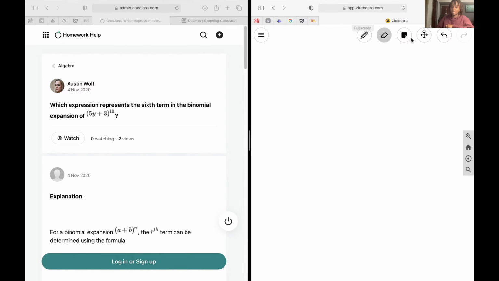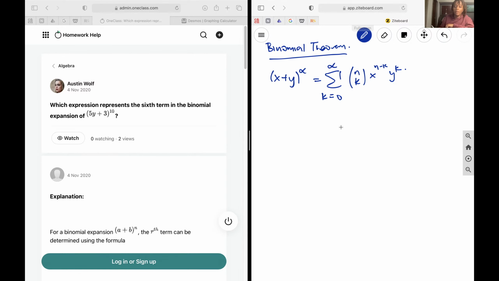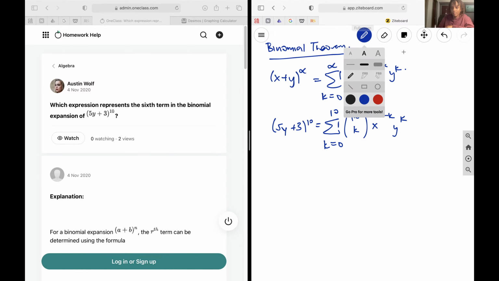Because we need to figure out how to expand it so you know what each term is going to look like. So the first term, if I have (5y + 3) to the power of 10, that is going to be the summation from k equals 0 to 10 of 10 choose k, x to the power of n minus k, y to the power of k. Sorry, this is supposed to be 10, and this is supposed to be alpha. Okay, so I start summing at k equals 0.